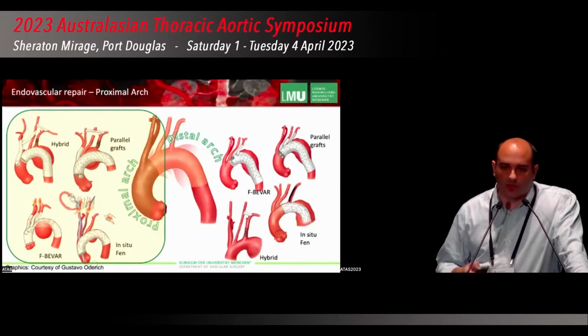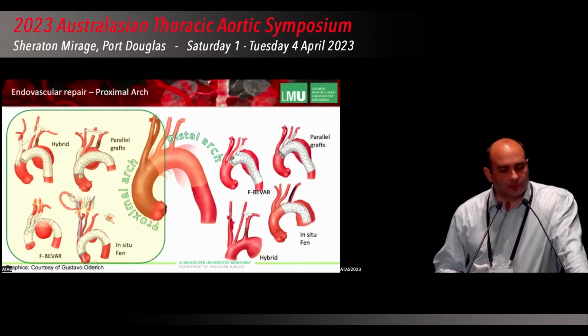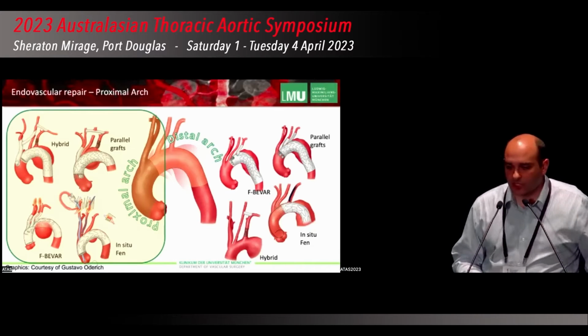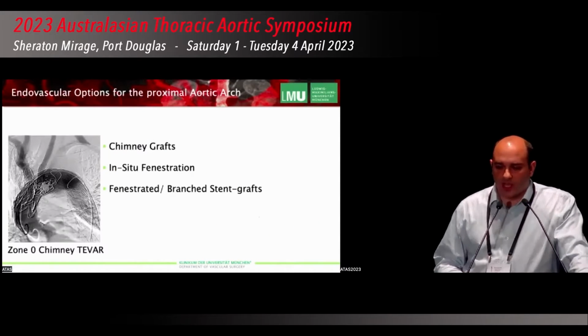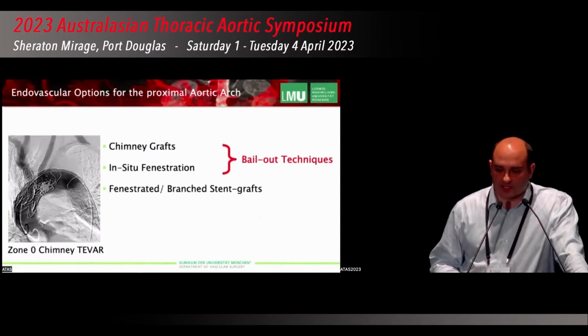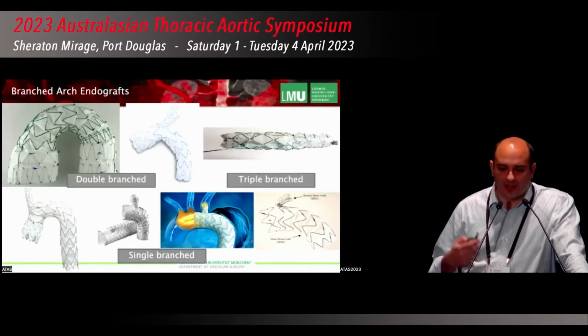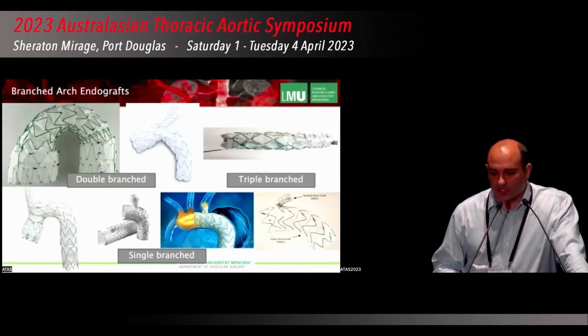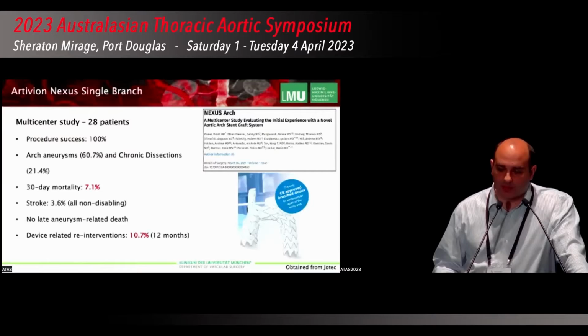So the most challenging area, however, for the endovascular repair of the arch is when you have to go into zone 0. And again, here chimneys and in-situ fenestrations are bailout procedures, and the branch endografts are definitely the way to go. And we have from different companies different available endografts, which are either single branch, double branch, and now also triple branch. I will go through a few of the endografts that are available. Here with the Artivion Nexus, CE marked in Europe now, it has a single branch for the brachiocephalic trunk.